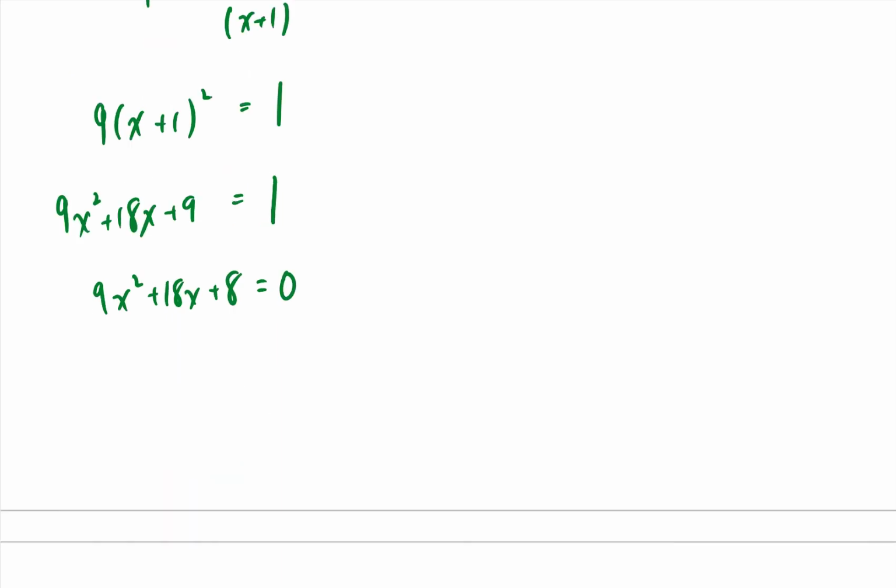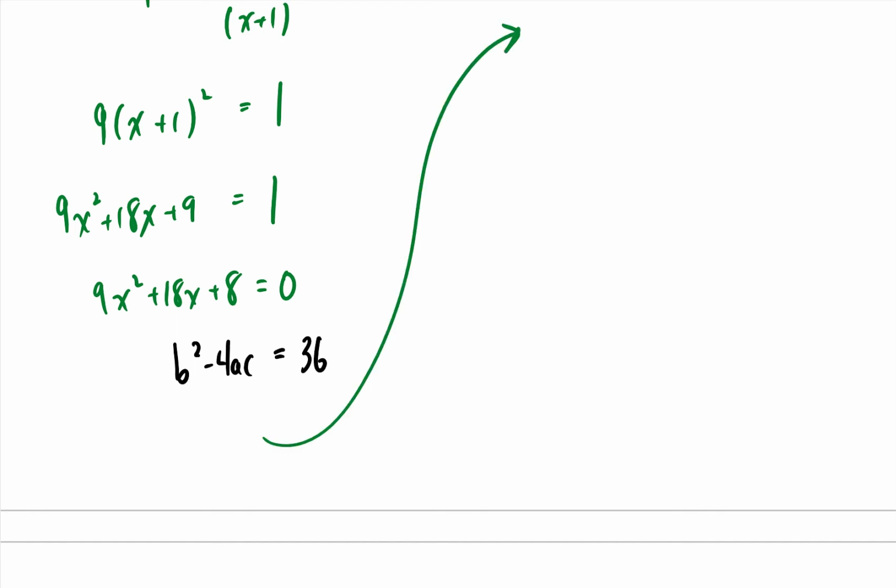So now we need to factor and solve. So let's check if this is factorable. So we get that b squared minus 4ac. If you check that value, you end up with 36. So this tells me that this is factorable and it has 2 roots. So if I want to factor this expression, I end up with 3x plus 2 times 3x plus 4. And that equals 0. So we get that x is equal to negative 2/3 and x is equal to negative 4/3. So this is where the slope of the tangent for the function is equal to negative 9.